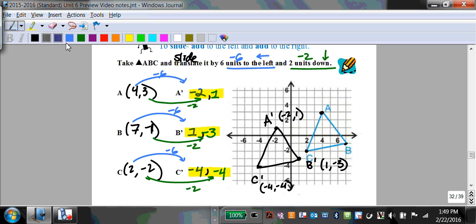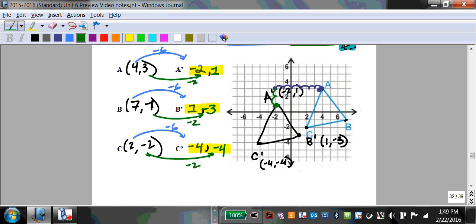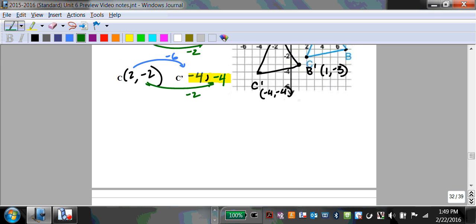But for us, there's actually a little bit of a shortcut. 6 units to the left, you can start with your original, just bunny hop it 6 units to the left. 4, 5, 6, and 2 units down. 1, 2, bam, you got the same thing. So you can use that shortcut if you have a physical world to exist in, but programmers have to use the math to slide, add to the left, add to the right. That's translation.